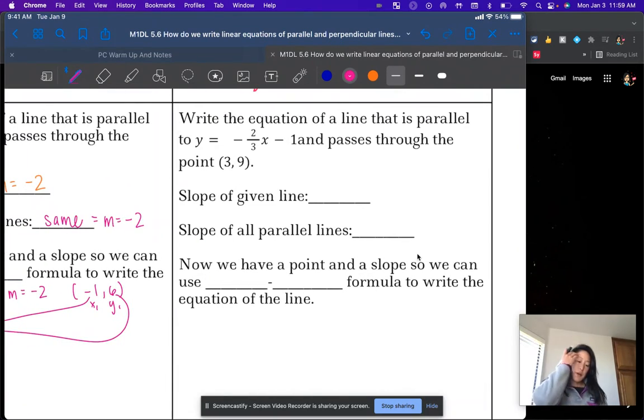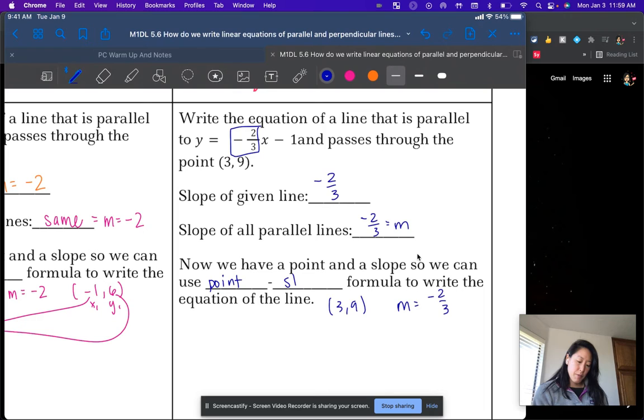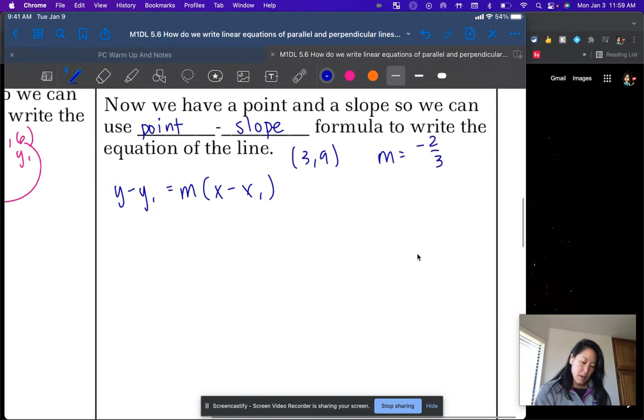Write the equation of the line that is parallel to y equals negative 2/3 x minus 1 and passes through the point 3 comma 9. The slope of the given line is negative 2/3. All parallel lines to this line are going to have the same slope, so it's also going to be negative 2/3. I have a point, 3 comma 9, and the slope is negative 2/3. So if I have a point and a slope, I can use the point slope formula. Okay, point slope is y minus y1 is equal to the slope times x minus x1. Okay, go ahead and substitute in your x1, y1.